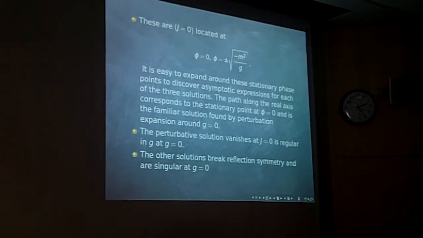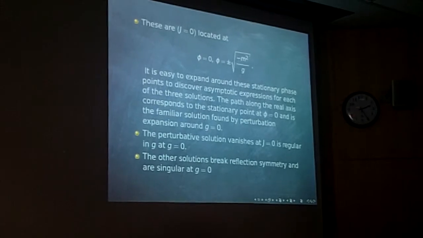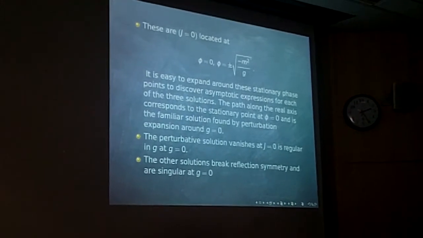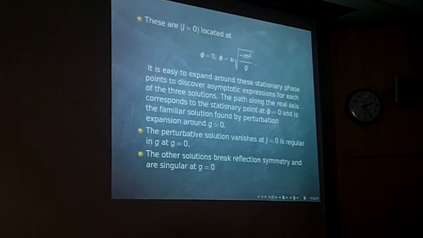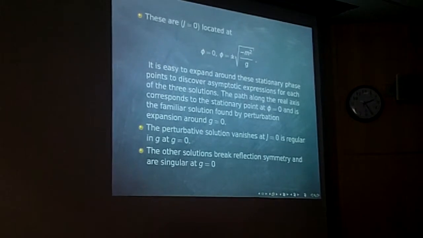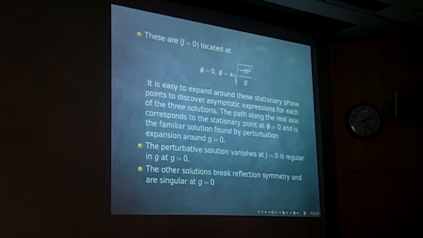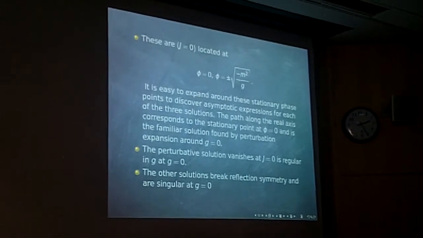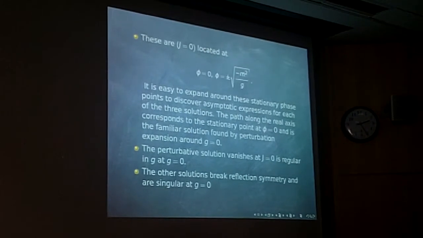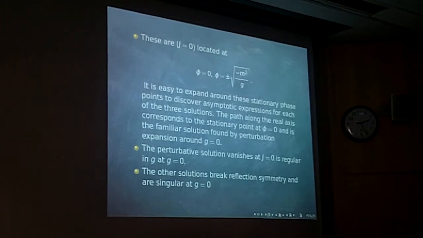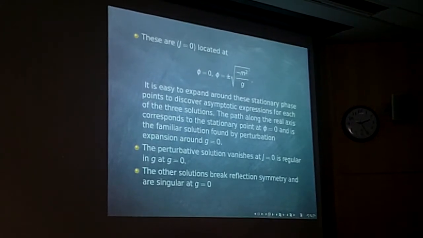The stationary phase points are located at phi, which is d/dJ of Z, at phi equals 0, or at 2 points which are not 0. Now, in particular, if phi isn't equal to 0, that is what corresponds to symmetry breaking if you're looking at normal theory.